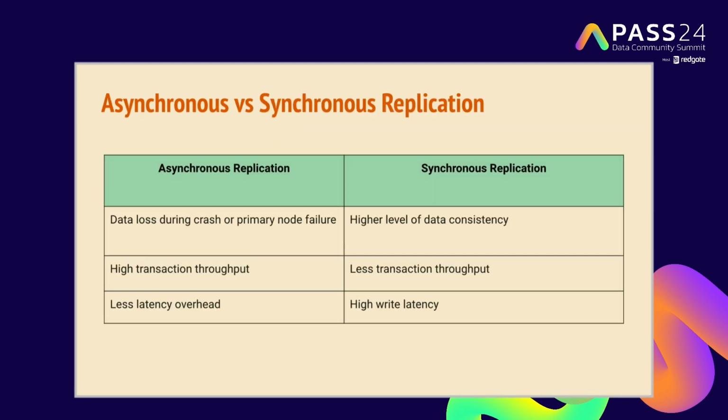So what's the cost and benefit of asynchronous and synchronous replication? As we saw, in asynchronous replication, there can be data loss during a crash or primary node failure. In synchronous replication, there's a higher level of data consistency. In asynchronous replication, there's high transaction throughput and less latency overhead, whereas in synchronous replication, there's less transaction throughput and higher latency because the primary server has to wait for an acknowledgement from one or more standby servers.